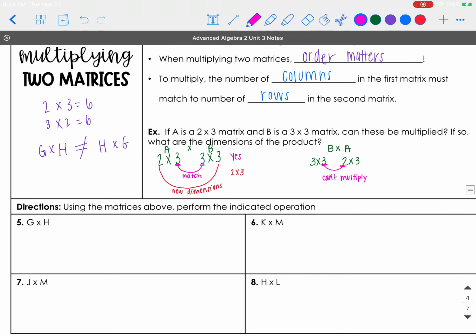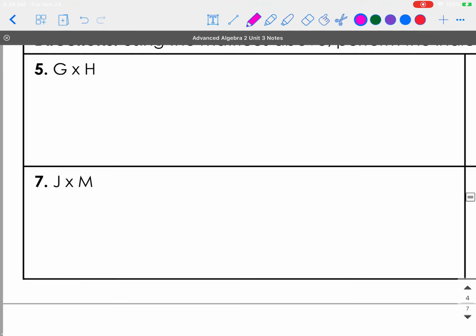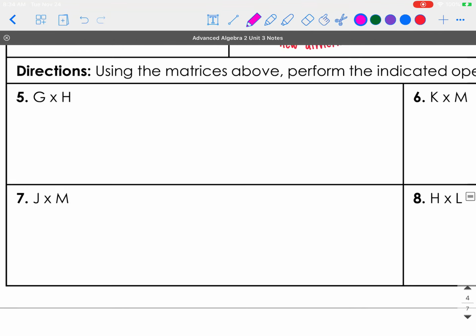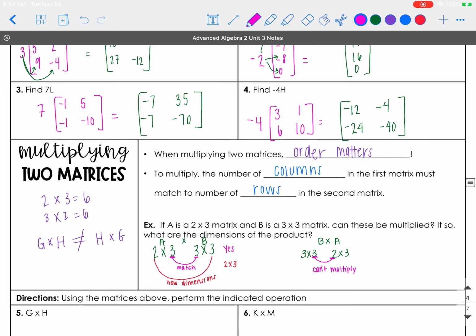And you don't have to do any of this by hand. If you're really intrigued by multiplying matrices, then you can look it up on YouTube, or I can teach you, but you don't have to. So using the matrices above, we're going to multiply.